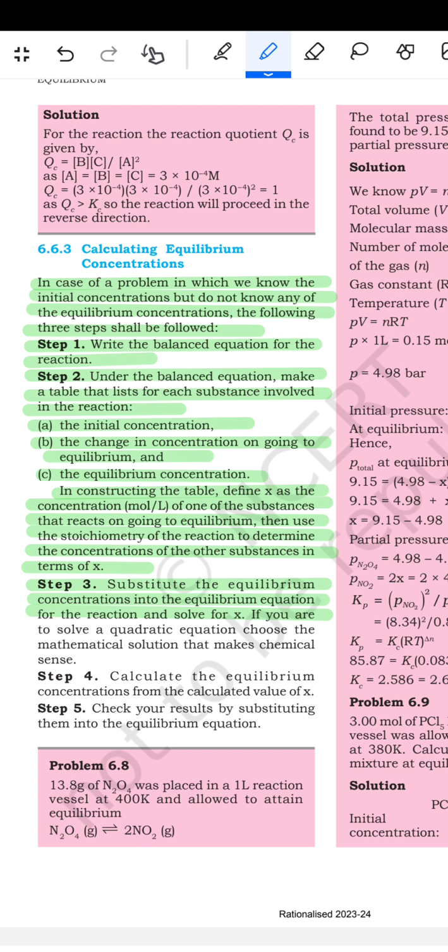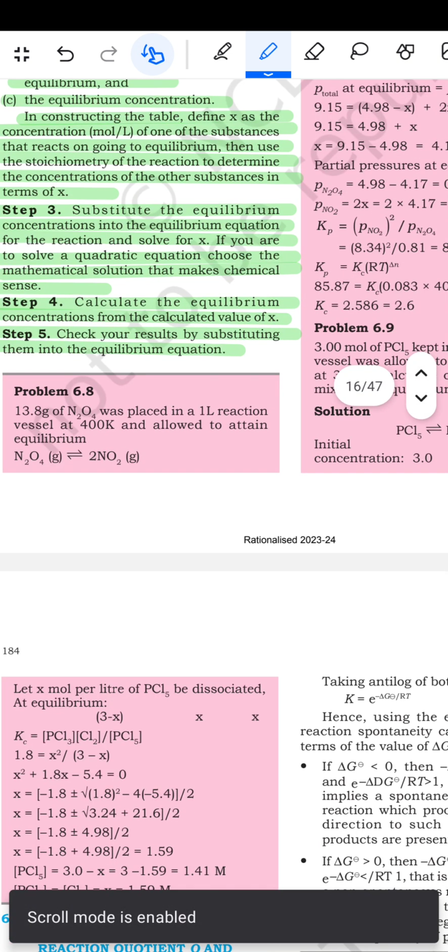Step 3 है कि substitute the equilibrium concentrations into the equilibrium equation for the reaction and solve for x. If we have to solve a quadratic equation, choose the mathematical solution that makes chemical sense. और स्टेप 4 है कि calculate the equilibrium concentrations from the calculated value of the x. और स्टेप 5 है कि check your answer by substituting them into the equilibrium equation.